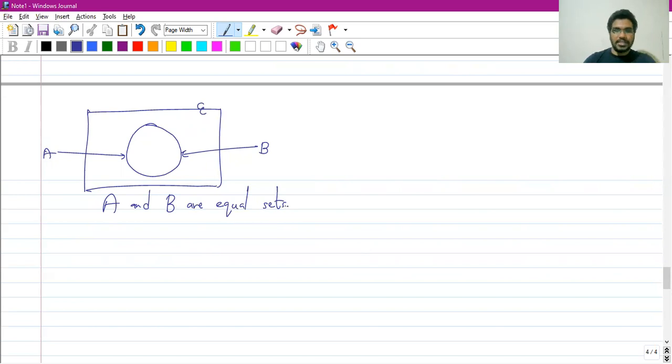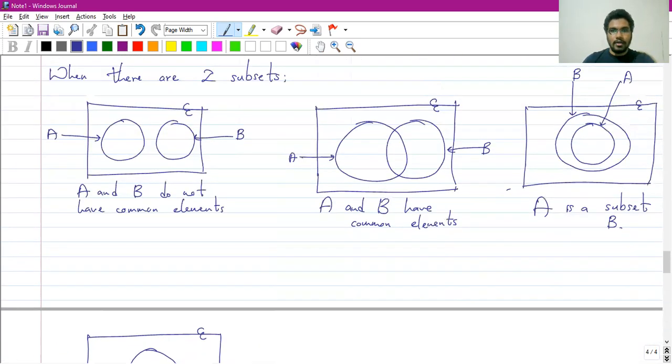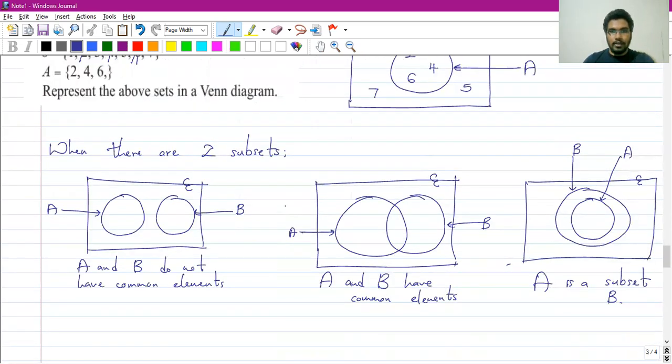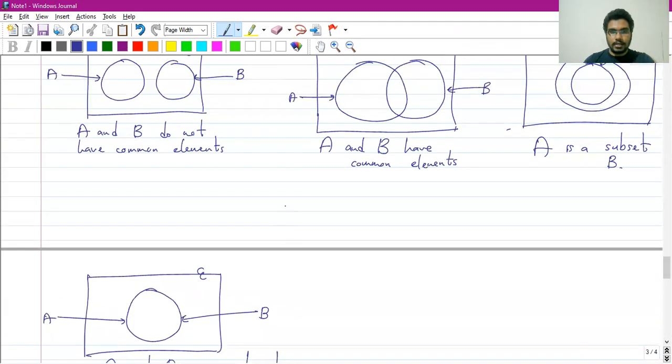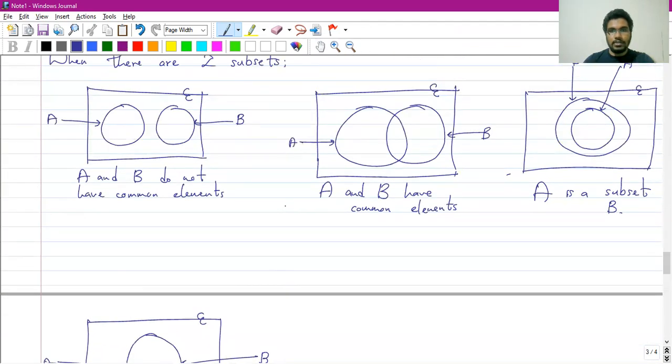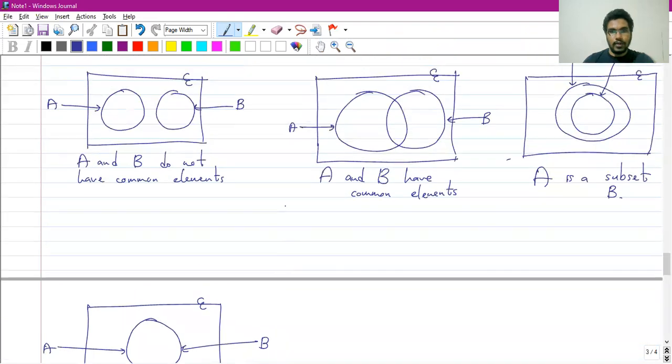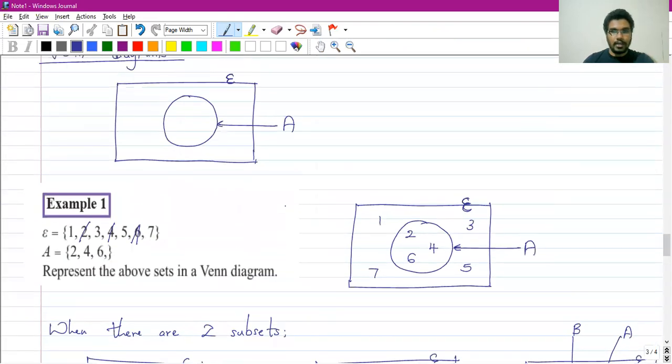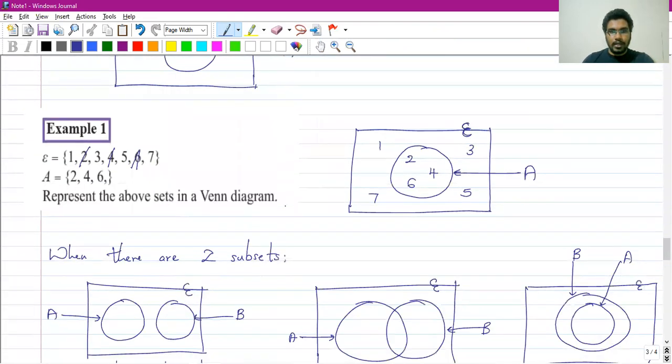So these are the special instances. When there are two subsets, there are a few instances like this. So I think you can understand it well. Okay.